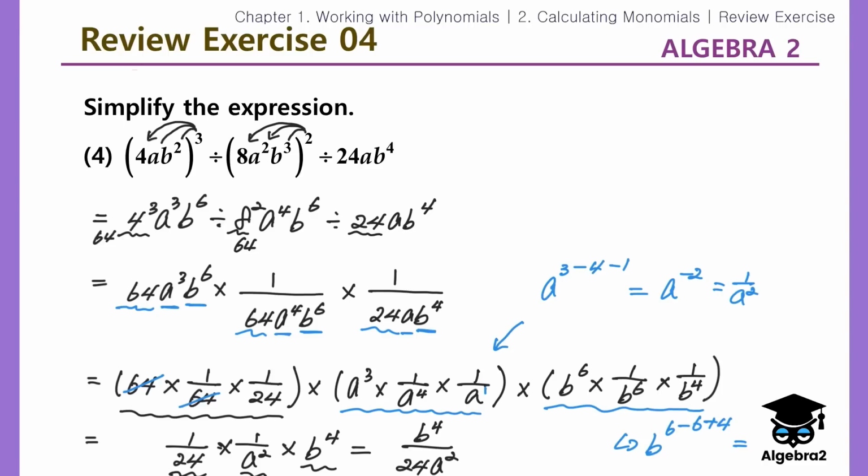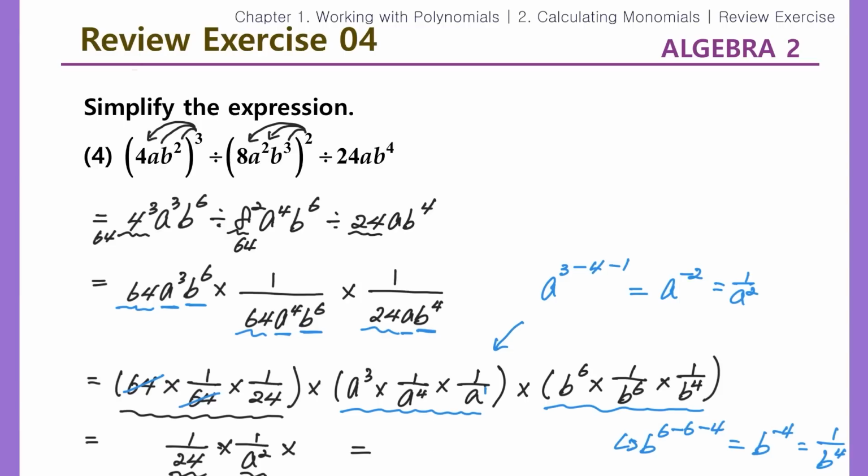So let me erase all of this. So that's going to be b to the 6 minus 6 minus 4, right? So that's going to be b to the negative 4, which is equal to 1 over b to the 4. So this is not b to the 4. Let me erase all of this. And that's actually 1 over b to the 4. So our final answer will be 1 over 24 times a squared times b to the power of 4.